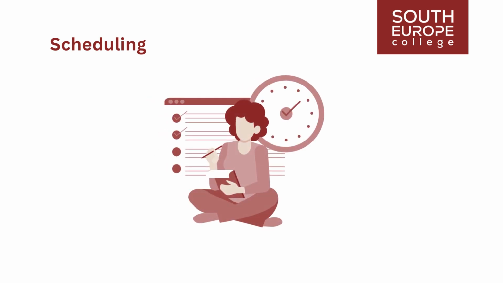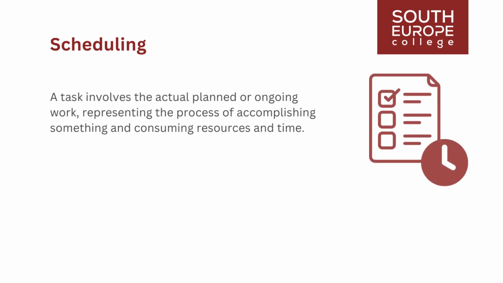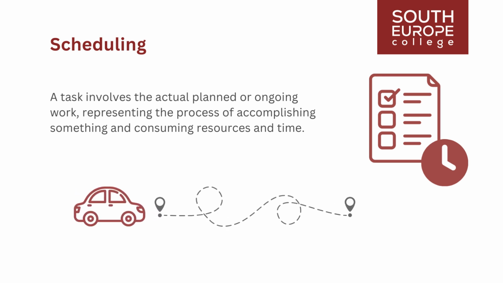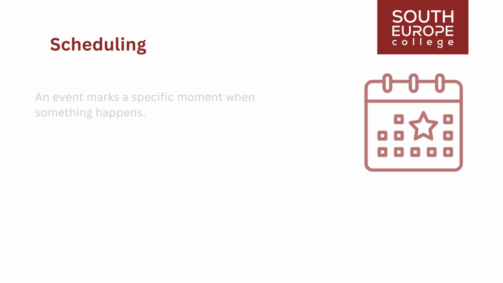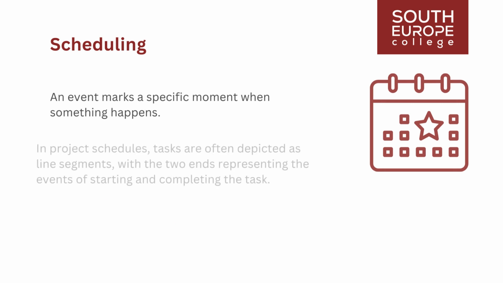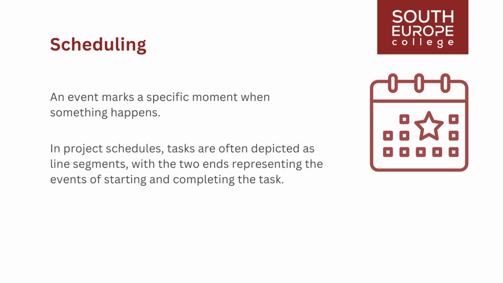It's essential to distinguish events and milestones from work packages, activities, or other task types. A task involves the actual planned or ongoing work, representing the process of accomplishing something and consuming resources and time, for example, driving a car to reach a destination. In contrast, an event marks a specific moment when something happens. In project schedules, tasks are often depicted as line segments, with the two ends representing the events of starting and completing the task.